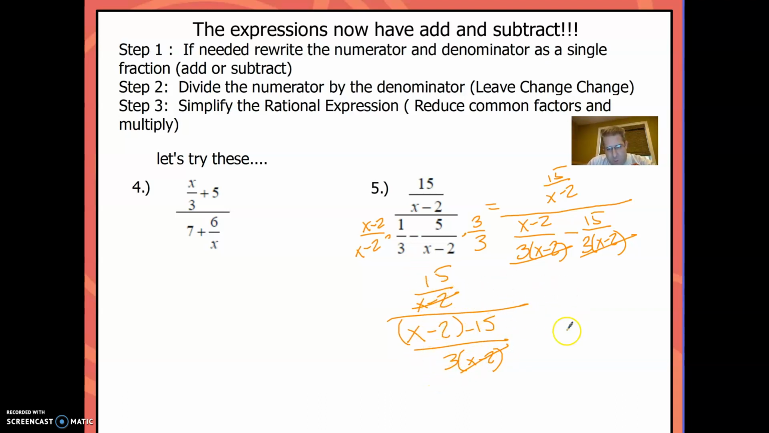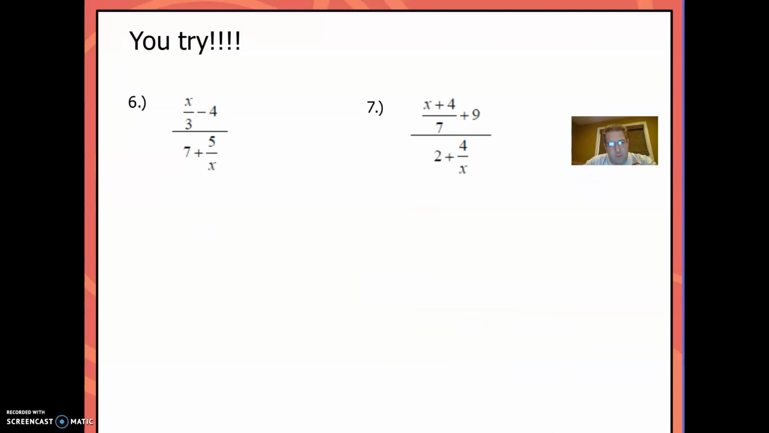So that's going to be 15 over 1, which is left on top, times, and then this gets reciprocal. So 3 over x minus 2 minus 15, like this. And okay, so 15 times 3 is 45 over x minus 2 minus 15. Anything times 1 is itself. And that's as far as I'm going to take it in this case. All right. So we've got a couple of examples of that.